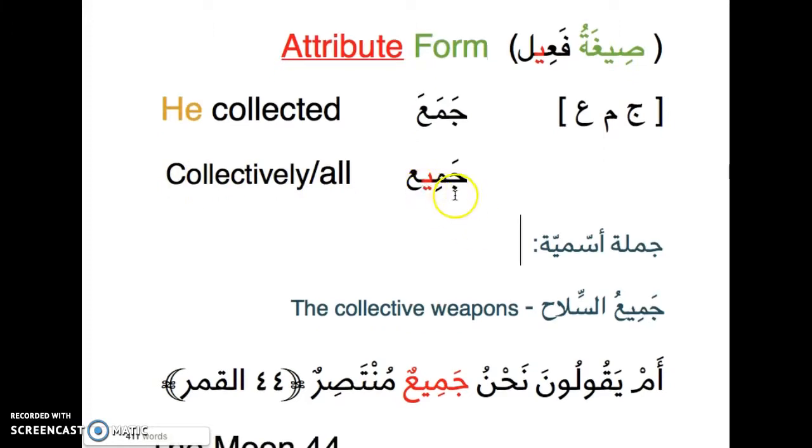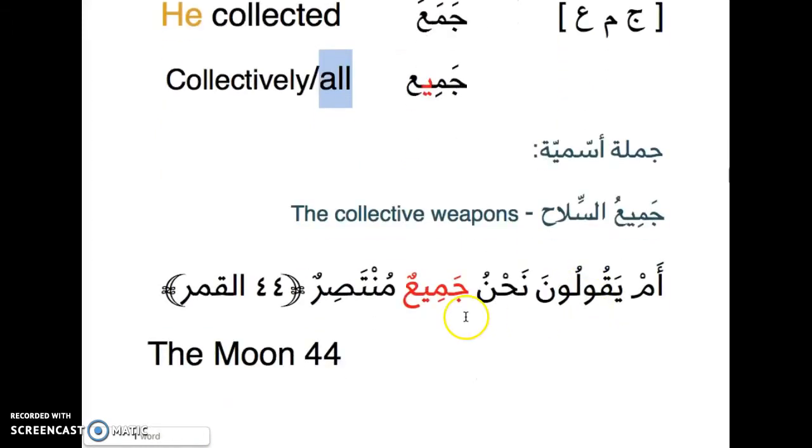But in Arabic it's an attribute, and when we put it in a nominal sentence, جميع السلاح, like the collective weapons, or all the weapons, or the weapons in their collective, like when they're together, as an attribute. So we have it in Al-Mu'minun 44. أم يقولون نحن جميعا منتصرون. And جميع here is an attribute. It's the same as this one.